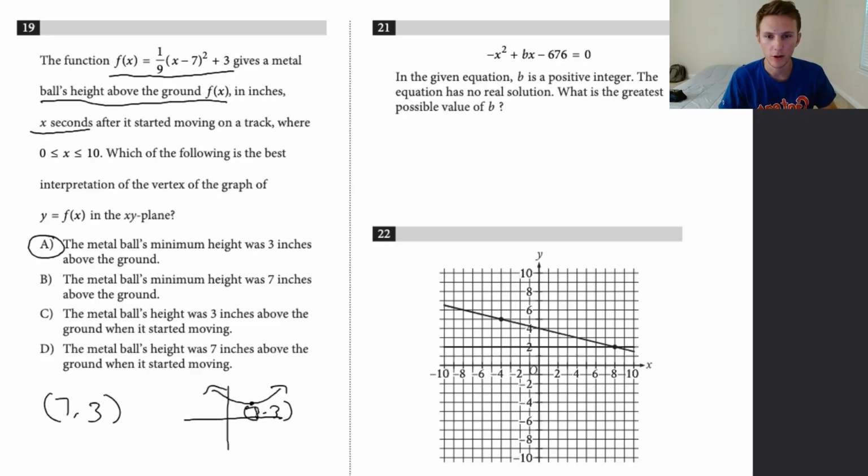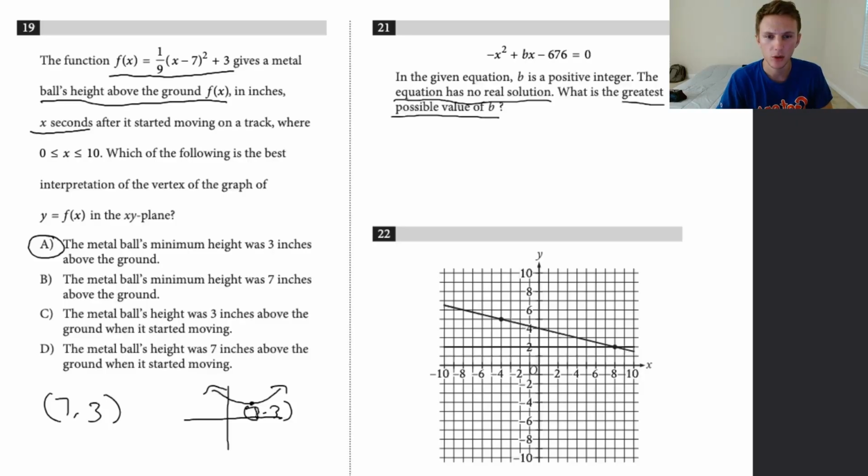Number 21 here, I'm not going to work it out, but I just want to show you how to do it, and then I'll leave that as a practice problem for you to do. So we're told that this equation has no real solution. What is the greatest possible value of b?